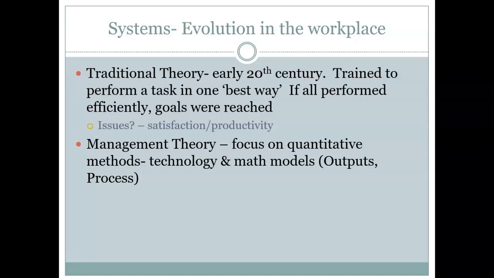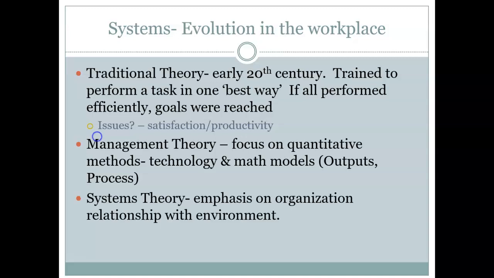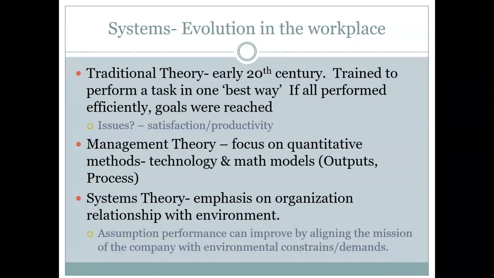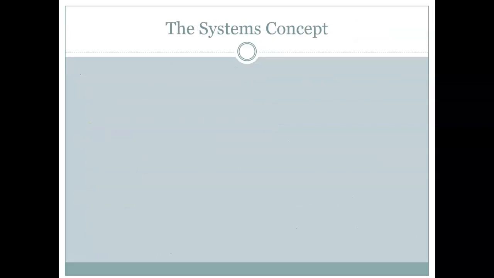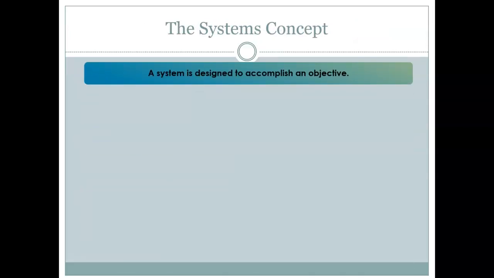Then they moved on to the management theory, which focused more on quantitative methods. It added some technology, some data, and math models to help become more efficient. And then a combination of those created the systems theory, which emphasizes the organization relationship within or with the environment. So there are assumptions that performance can improve by aligning the mission of the company with environmental constraints and/or demands. So a little bit more about the systems concept.